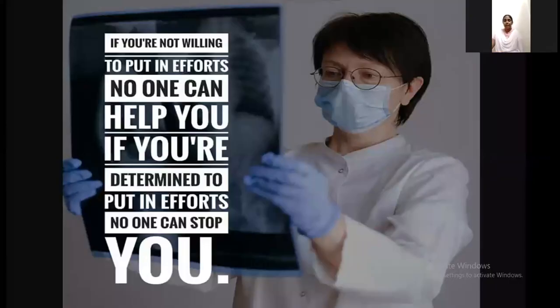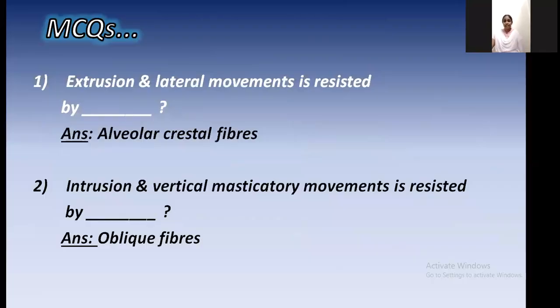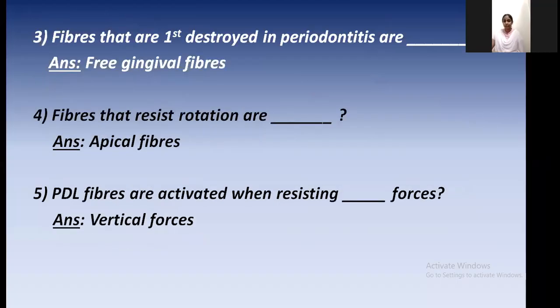We are ending this class here. Extrusion and lateral movements is resisted by dash. The answer is alveolar crest fibers. Alveolar crest fibers of the periodontal ligament resist extrusion and lateral movements. Second question. Intrusion and vertical movements is resisted by dash. The answer is oblique fibers of periodontal ligament.